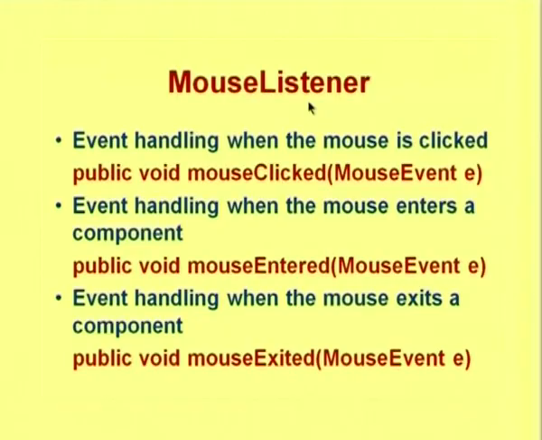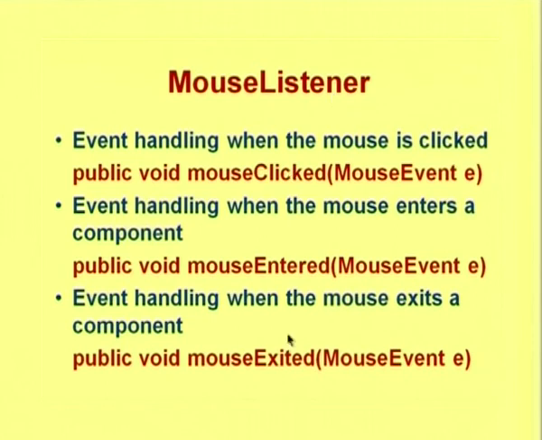Whereas in case of other listeners, you can see here the mouse listener. Event handling when the mouse is clicked: public void mouseClicked. Here the parameter is a mouse event. Whenever a mouse is clicked, this particular event handling mechanism will be executed in the class that has implemented the mouse listener.